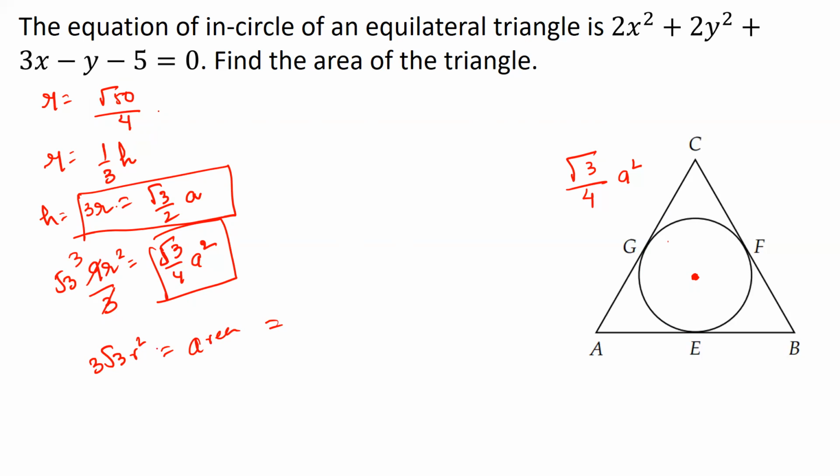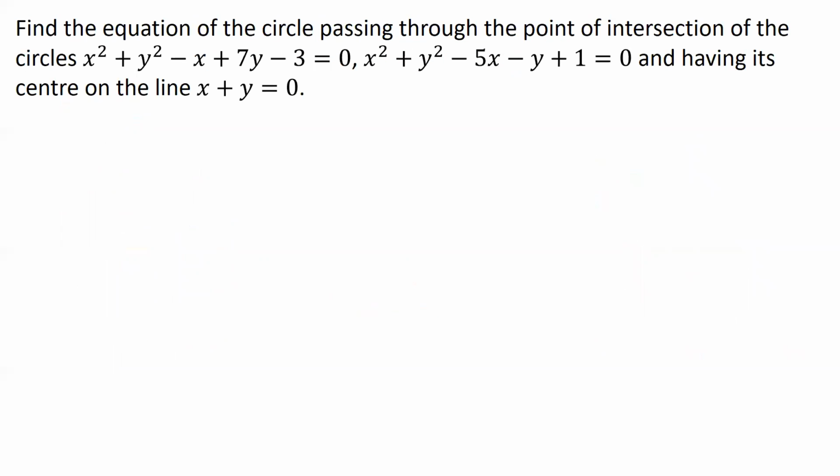And on putting the value of r, I get 3√3 times r square, which is 50/16. So it's 50 divided by 16. If I cancel this, I get 225 and then 8. So I get 75√3 divided by 8 square units as the area of my equilateral triangle. And we are done. Let's move on to the next question.